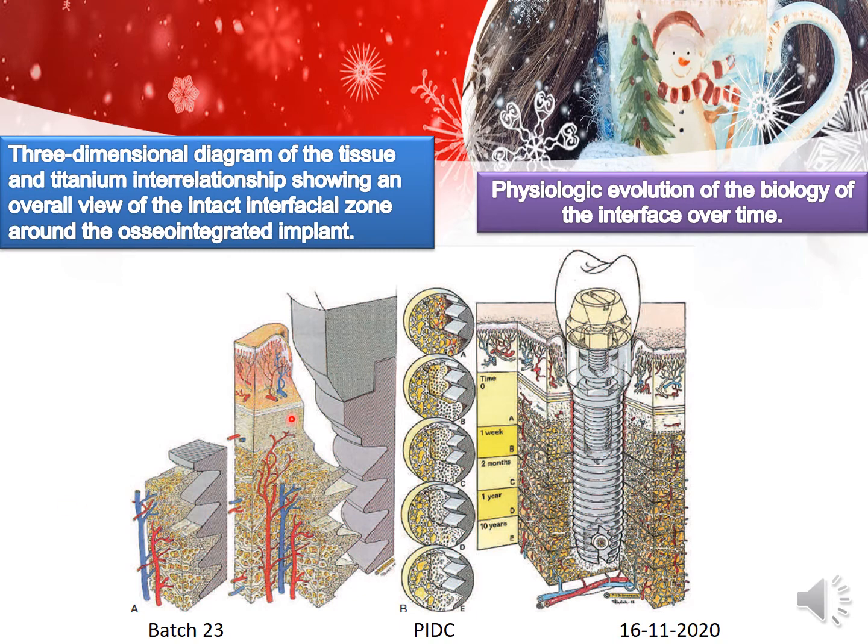So here you can see the three-dimensional diagram of the tissue and the titanium interrelationship, showing an overall view of the intact interfacial zone around the osseointegrated implant. So you can see that very well here. And apart from that, you can also see around a period of time how this interface has developed, how it has gone and deeply embedded itself with the implant in case of a very good and maintained implant.